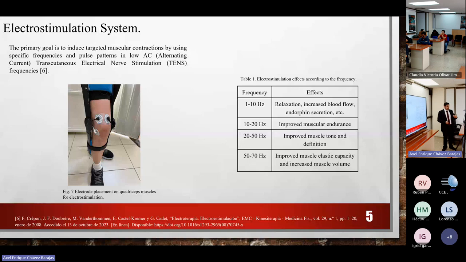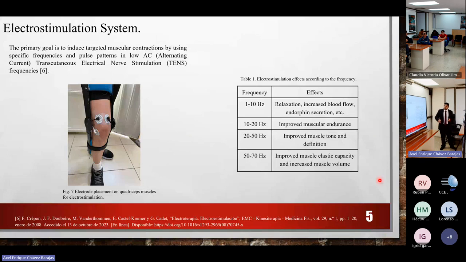So, the next step of the development of this project is to integrate an electrostimulation system. The primary goal is to integrate muscular contractions with transcutaneous electrical nerve stimulation. We discovered in different articles that when we apply electrostimulation to a muscle, according to a frequency, it has different effects.